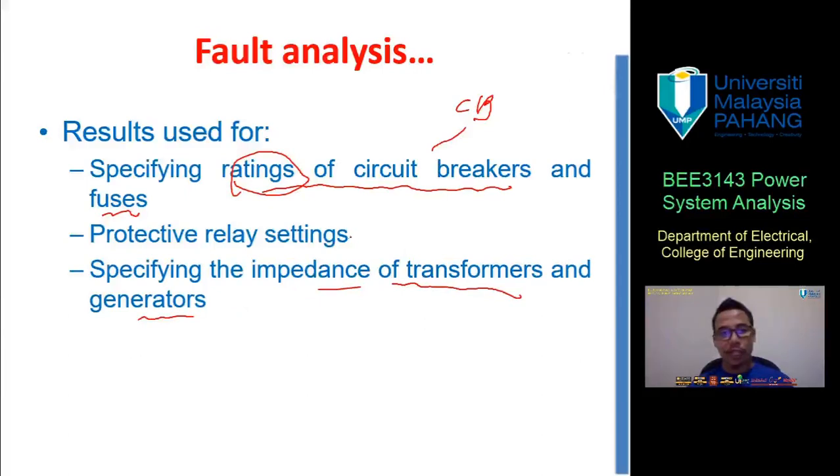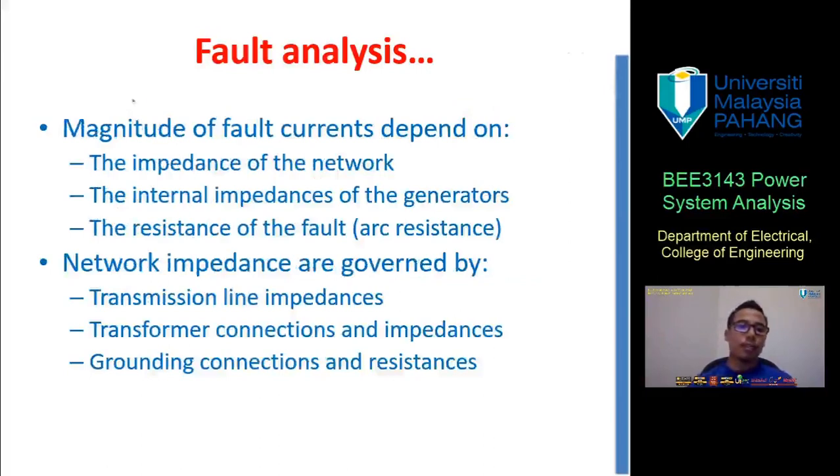I mean the specification of them, okay, right. This is what the fault analysis is used for. The magnitude of fault current depends totally on the impedance of the network. You can say the line impedance, and then the internal impedances of the generator. The generator also has its own internal impedance, okay?